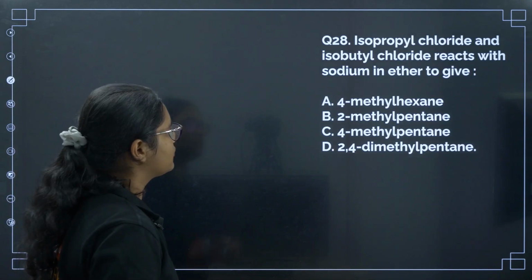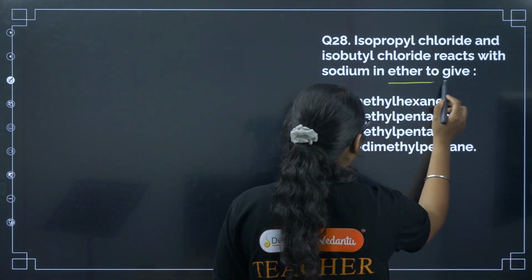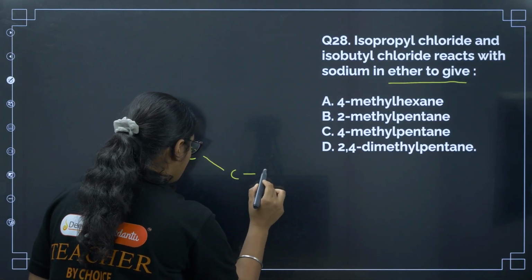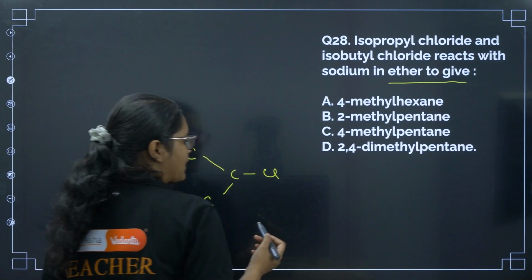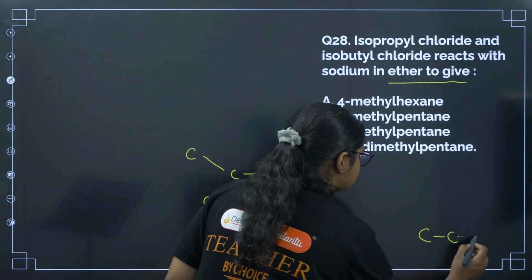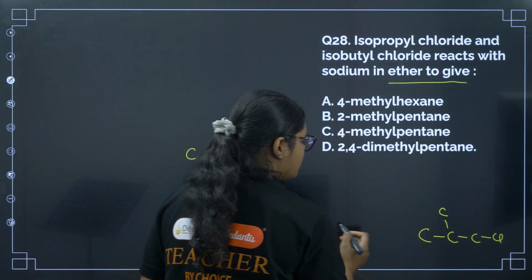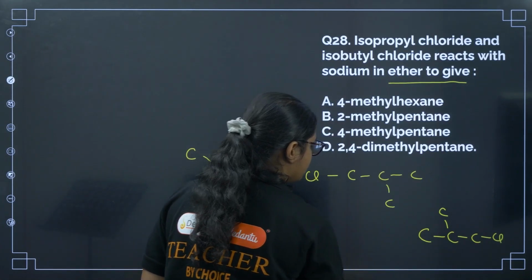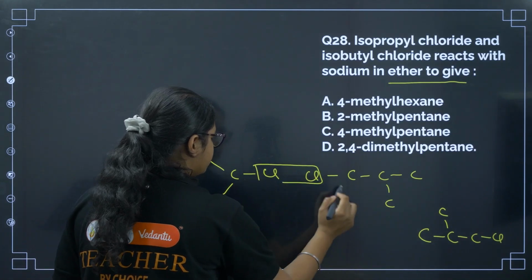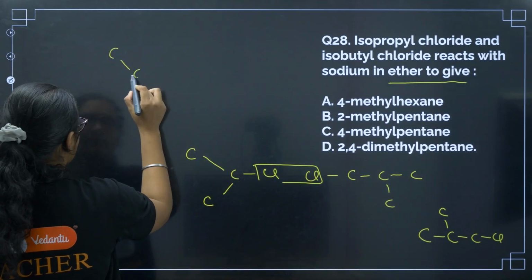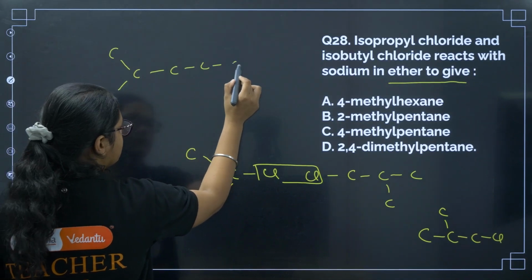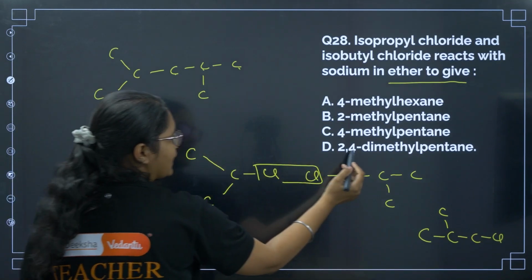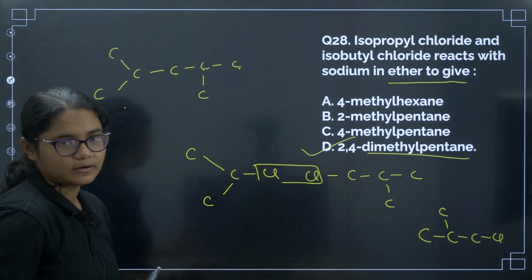Next, isopropyl chloride and isobutyl chloride react with sodium in ether to give. So this is your Wurtz reaction. So isopropyl chloride structure, if you remember, this is isopropyl chloride. Now isobutyl chloride, if you see, is like this, right? So I can draw that one here, Cl, then C, and then this one, right? So what will happen? These two will go and these two will connect. So we will get this one, C, C, and then C, right? So 1, 2, 3, 4, 5. So 2,4-dimethylpentane. So correct answer is option number D.